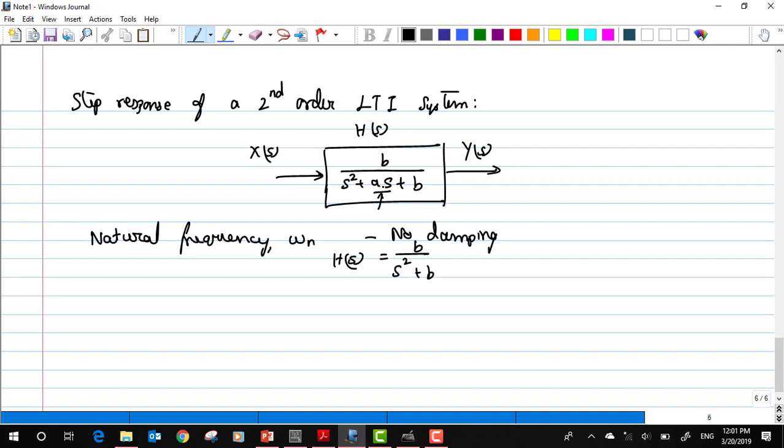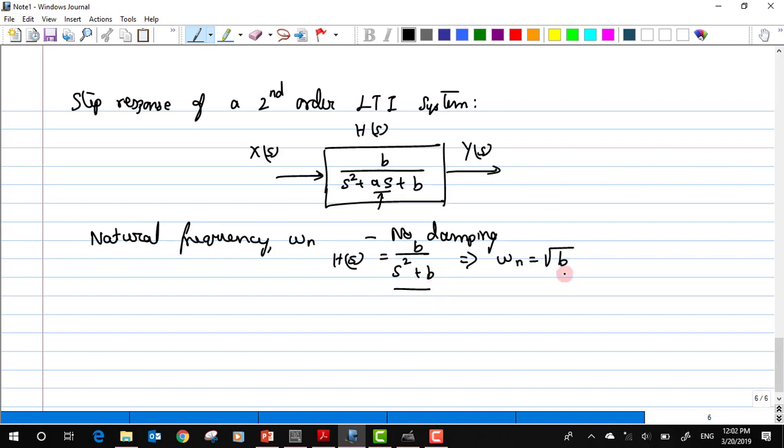Now from here I could write that the value of this omega n is nothing but the square root of b. How did I write that? It's straight away from this polynomial. So I can get a characteristic equation. I can just directly write it as something like this.